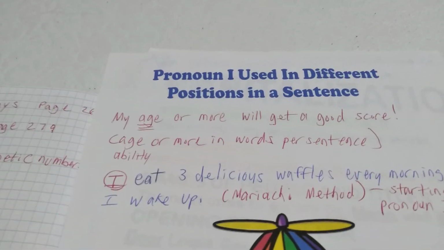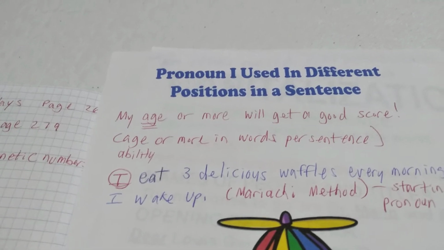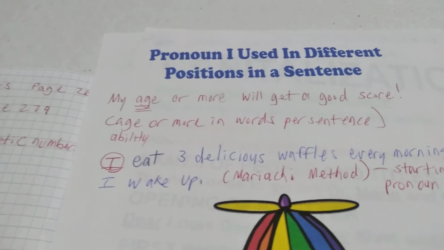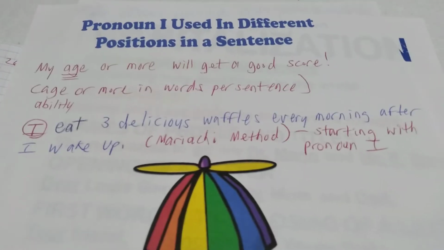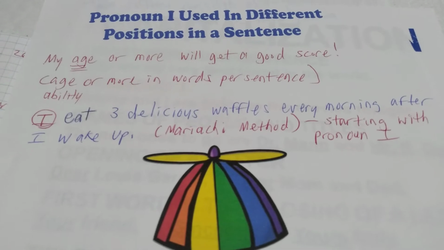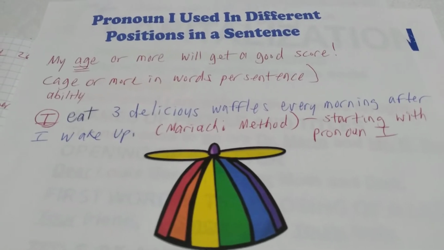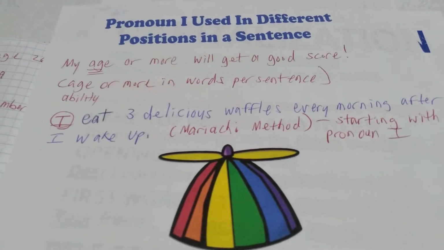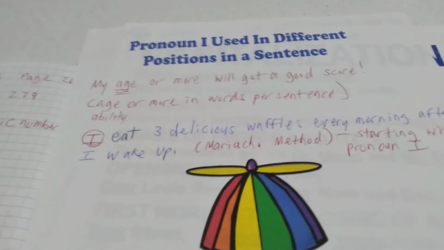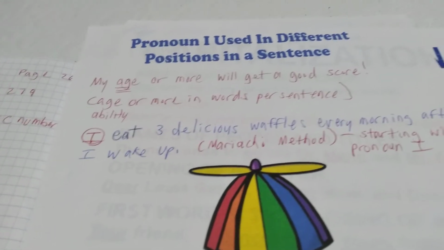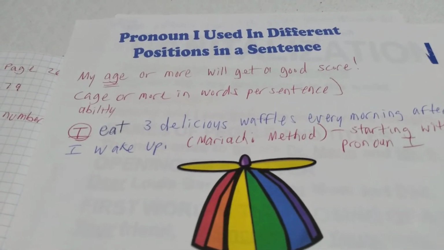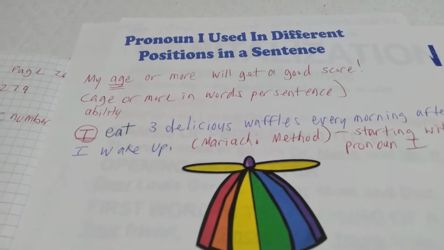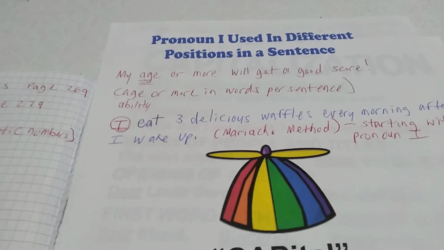So the first rule, the pronoun I used in different positions in a sentence, is because too many kids like to start with the word I. And so, as you can see here on this first one, the mariachi method is when too many kids want to write every single sentence with the word I. I like to start with I all the time. So we're going to teach the pronoun I two different ways, one on this page.